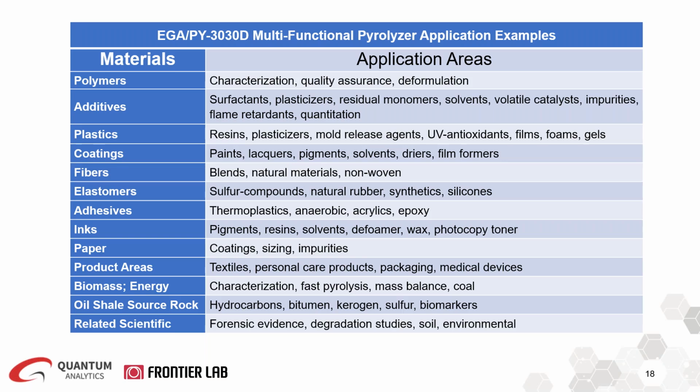This chart shows the materials and the corresponding application areas. For example, we could perform material characterization, quality assurance, and deformulation of polymers. We could also analyze resin, plasticizers, films, UV antioxidants in plastic materials, and so on. And that was all for my part.